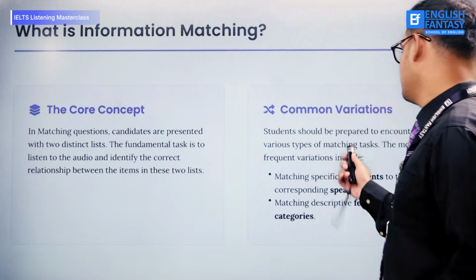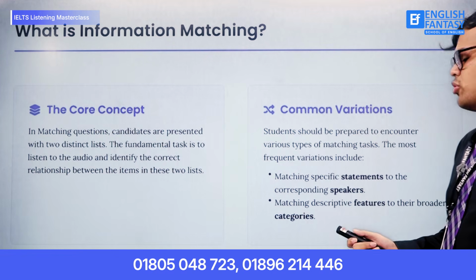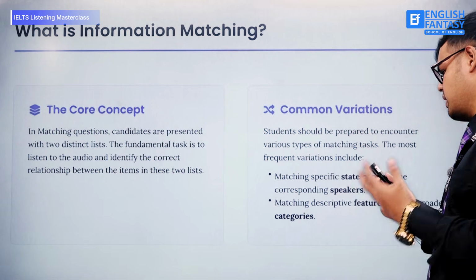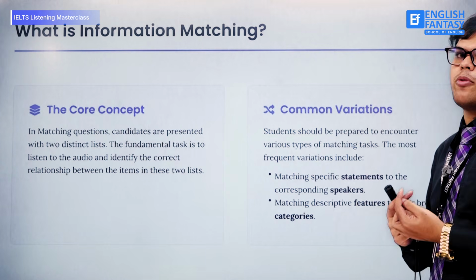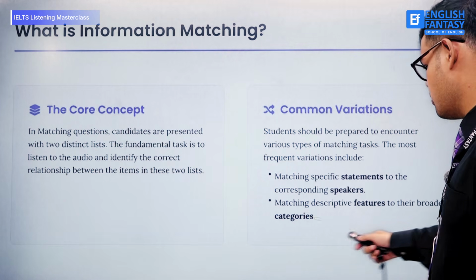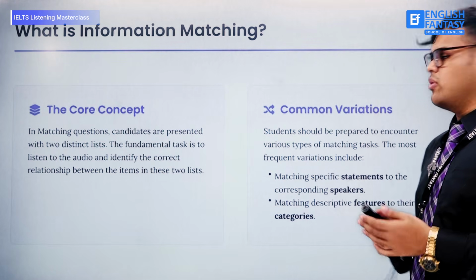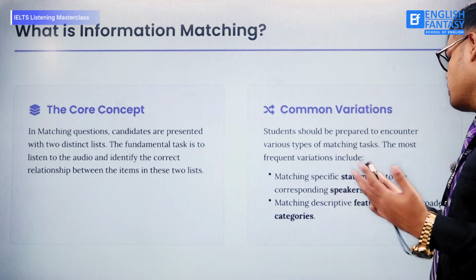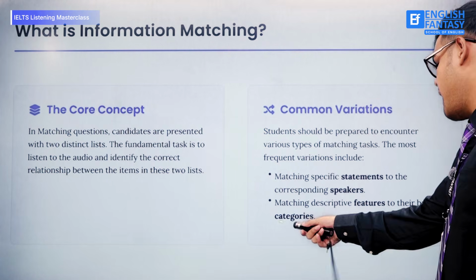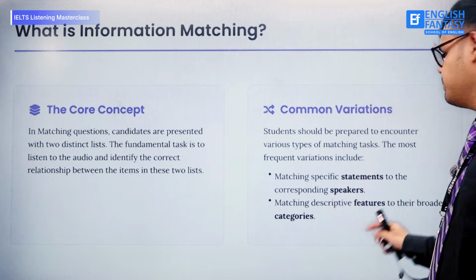Now, some common variants could be matching specific statements to the corresponding speakers, as in certain speakers may talk about certain things. What you're going to be doing is matching the statements to the corresponding speakers' names. Then you might also have descriptive features matched to broader categories. Sometimes you'll be listening to speakers talking about a lot of categories. So you'll be presented with some features in the information section, and you're going to be writing down the categories of these features next to the categories.